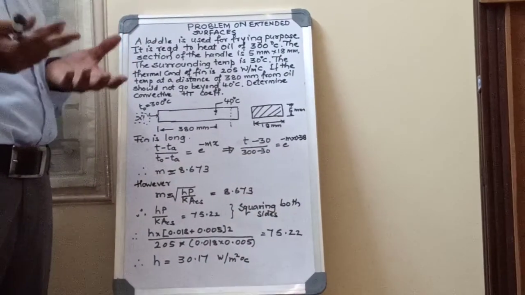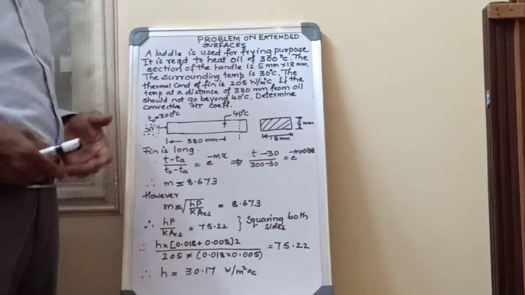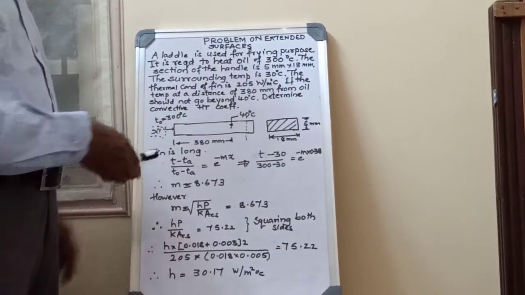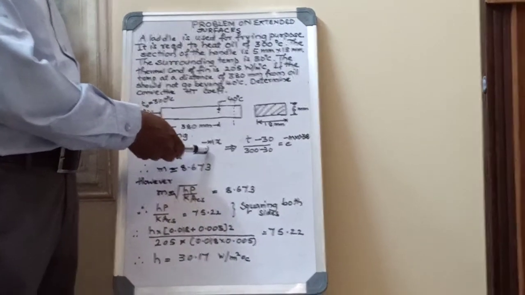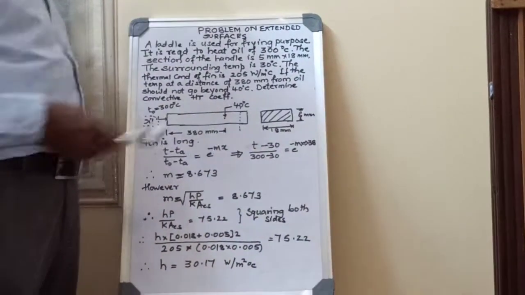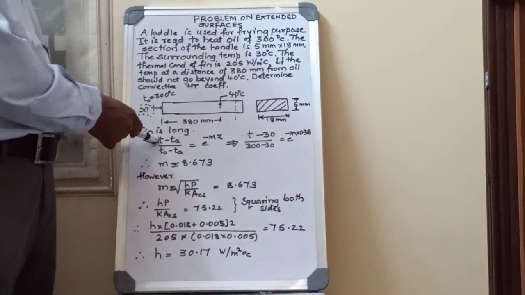There are many cases. This is a long fin case, which means the fin is very long. Single fin. So what we have already been given is (T minus Ta) divided by (T0 minus Ta) is equal to e raised to minus m into x. This is the equation. What is T? T means the required temperature.